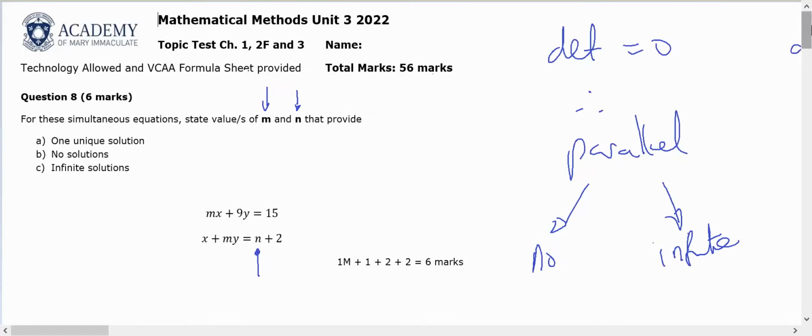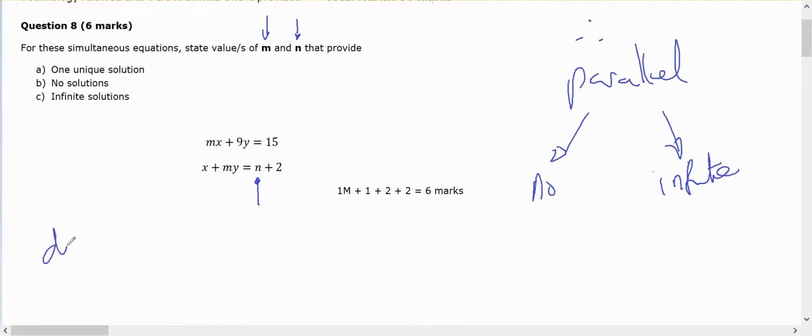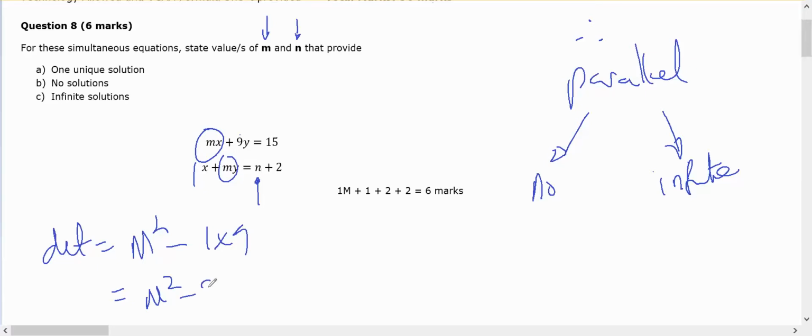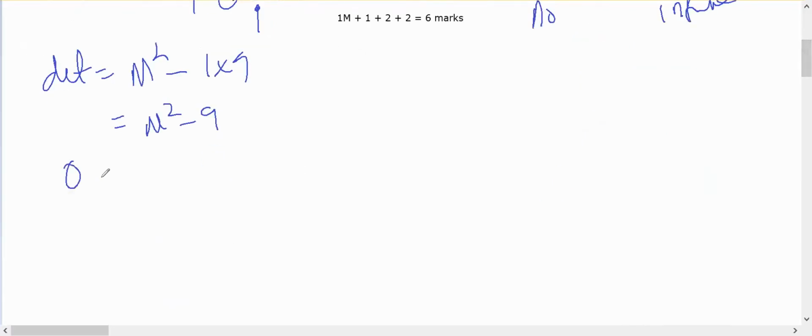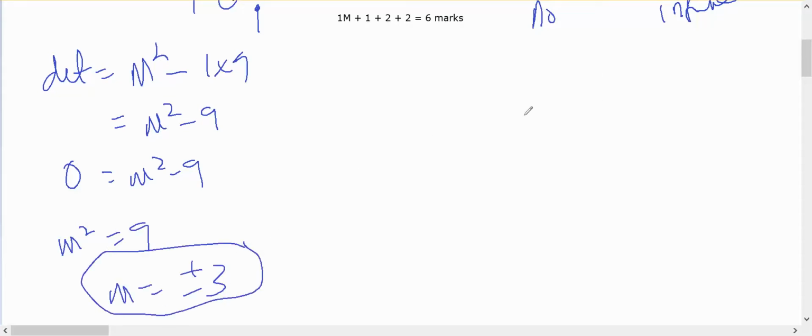Okay, so I'm going to work out the determinant of this. The determinant is going to be m times m squared minus 1 times 9. So the determinant equals m squared minus 9. And if I set that equal to 0, I'm going to have m squared equals 9, m equals plus or minus 3. So there are two situations, m equals 3 and m equals minus 3, that will give me parallel.